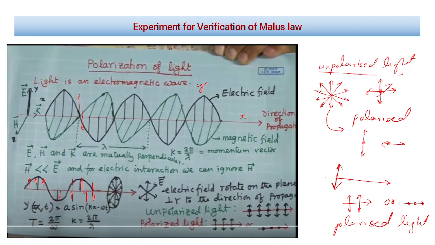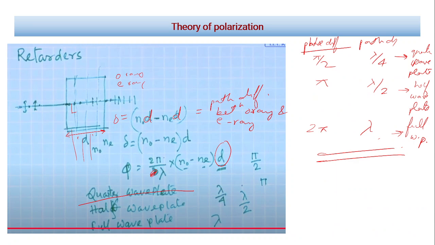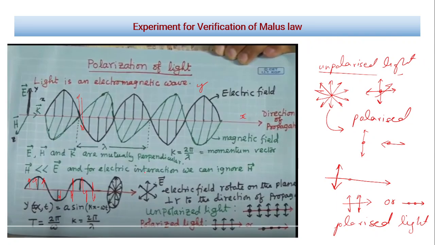And when we use these special crystals, we restrict the electric field variation to only one direction, and then we call it plane polarized. Either it becomes like this, or it becomes like this. So unpolarized light we represent by this, and polarized light, which we call linearly polarized or plane polarized, we represent by this or this. So this was about polarizing a light.